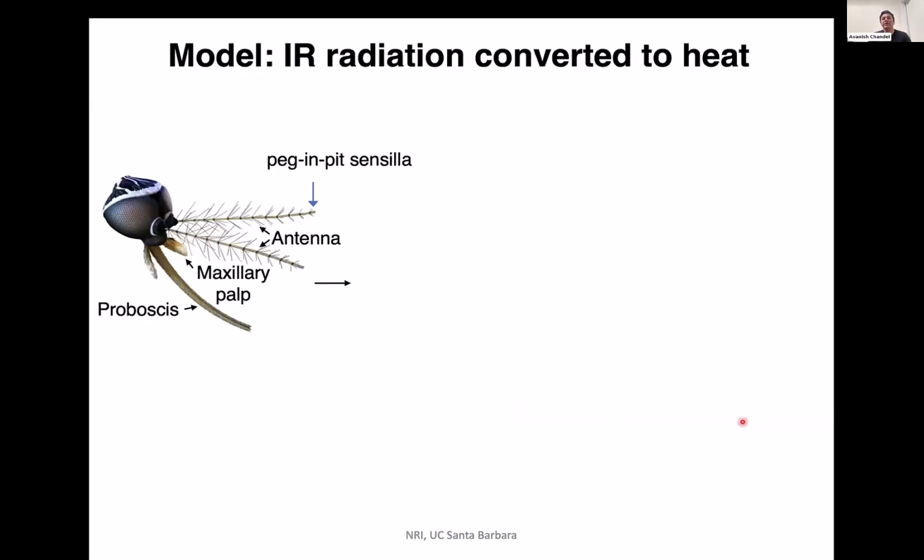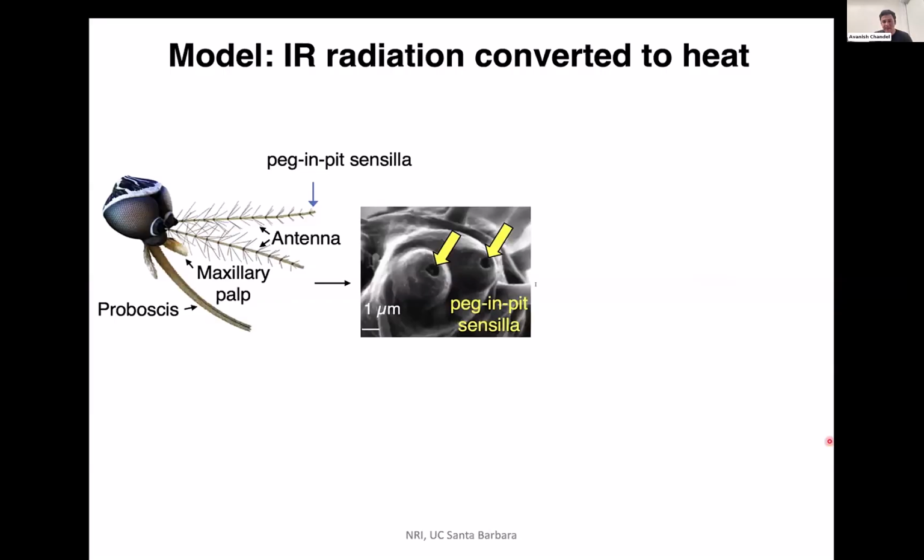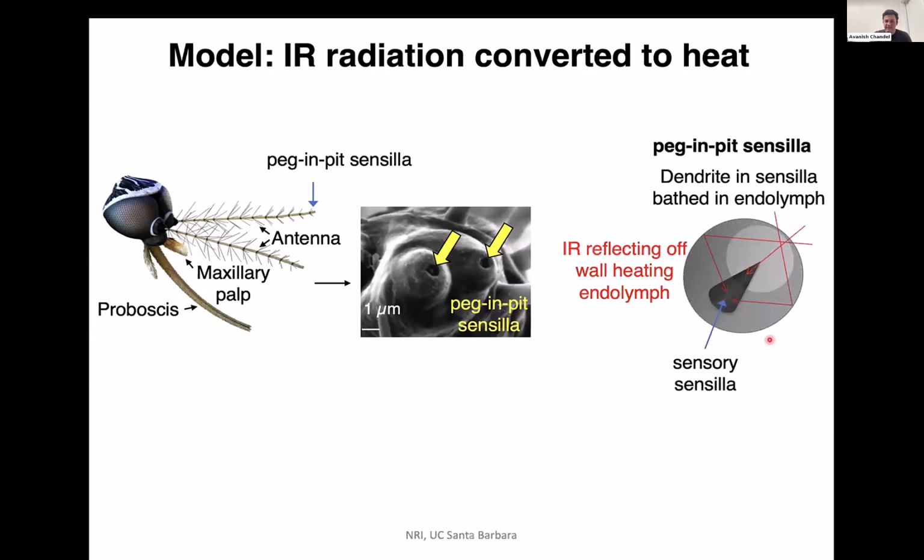Next, we propose the mechanism through which infrared radiation is detected. We found that it is the infrared-induced heating of the fluid called endolymph in a specific structure of the antenna that surrounds the dendrites extending from neurons at the end of the antenna. The mosquito antenna contains a lot of hairs called sensilla, including peg-in-pit sensilla at the very end of the antenna. The idea is that IR radiation enters the aperture of the peg-in-pit sensilla, bounces back, and the highly refractive internal housing heats up the endolymph in the sensilla.